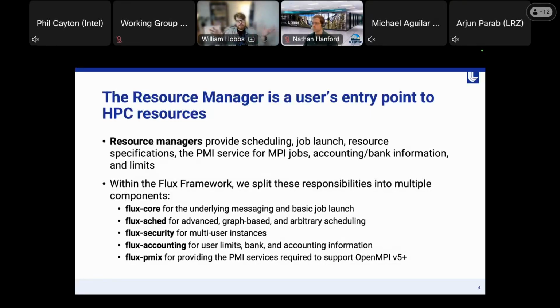We have a separate project for accounting. So for user limits, for bank and accounting information, that's all kept in Flux Accounting. And for the specific PMI services that are required to support OpenMPI version 5 and above, we keep those in a separate project called Flux PMIX. This may seem like a lot of different packages that you need to run a resource manager, but one of the things that this does is it separates concerns, and it means that you can do a lot of things without any elevated privilege at all. And I'll get into a little bit more of that in a minute.